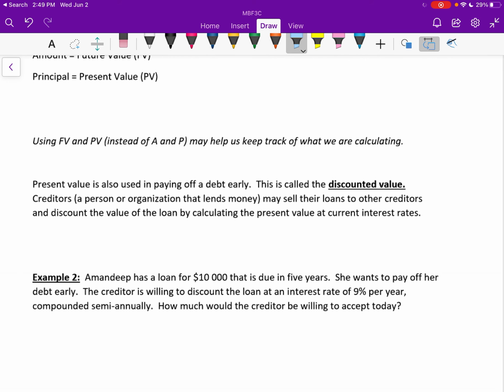That's all. Present value can also be used in paying off debt early. This is called a discounted value of a loan. So creditors, which is a person or organization that lends you loans, and you can have different types of creditors. You can have your bank that is a creditor, right? You can take a loan from the bank, or you can take loans from different people.